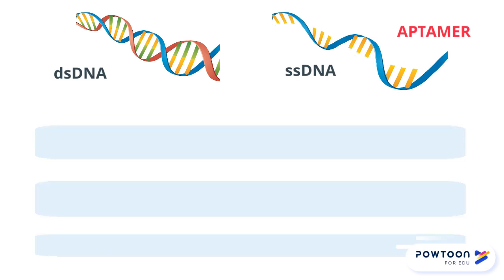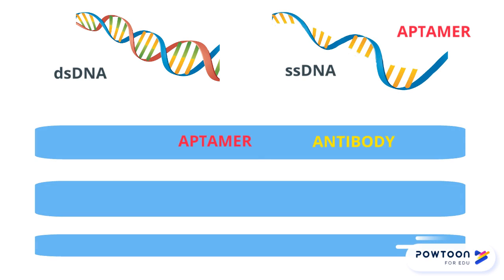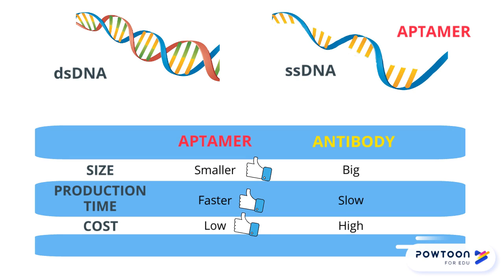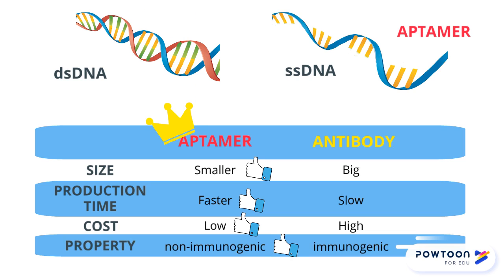They have several advantages compared with antibodies. For example, they are relatively small in size. They can be made in shorter time and cost a lower price. And they are non-immunogenic. All of these advantages are the reasons why aptamers are widely applied in rapid tests and a better choice for treatment.